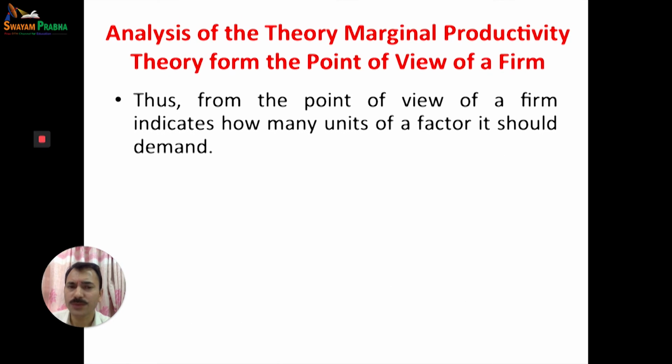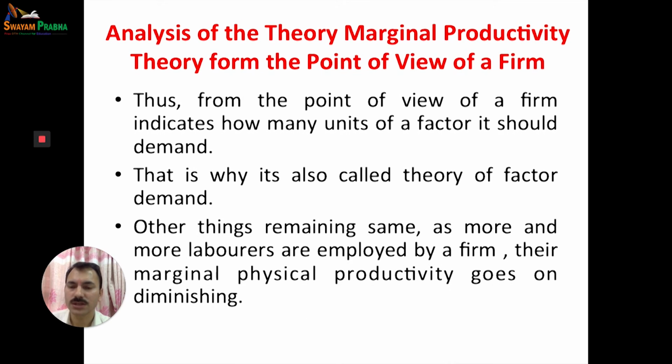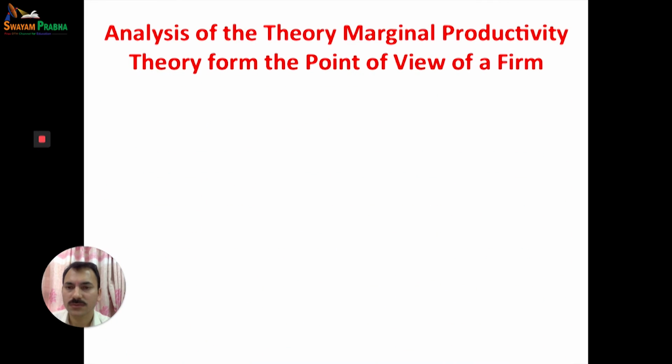Thus, from the point of view of the firm, it indicates how many units of a factor should be demanded. And that's why it's also called the theory of factor demand. Other things remaining the same, as more and more laborers are employed by a firm, their marginal product goes on diminishing.